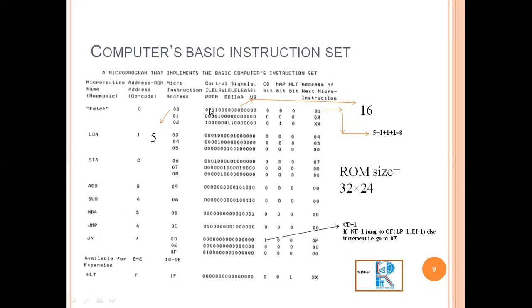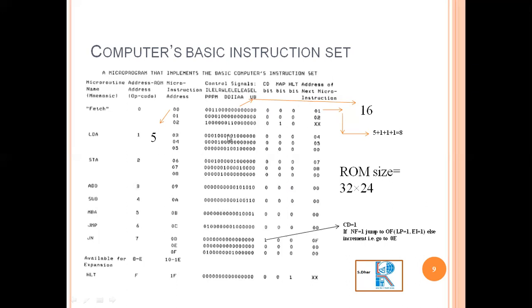Word size should be 16 bit plus 5 bit. Why 5 bit? Because this is the 5 bit, and 1 plus 1 plus 1, that means 1 bit here, 1 bit here and 1 bit. That means 8 bit. So 16 plus 8, that means 24 bits. This is the width of the RAM. So this is the height of the RAM and this is the width of the RAM. So what is the ROM size? ROM size is 32 into 24. This is the total size of the ROM.